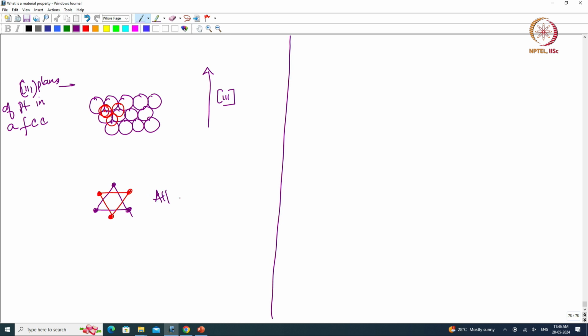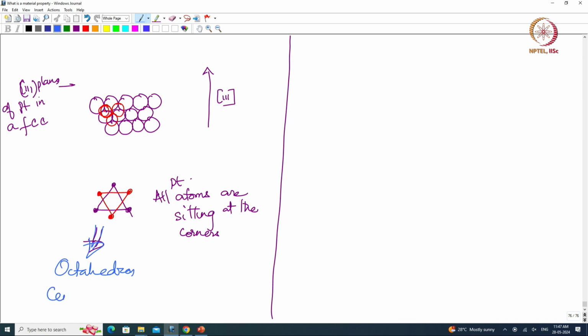All atoms are sitting at the corners. All platinum atoms are sitting at corners. Let us just give it a name. Okay. So, the center of this octahedron, the polyhedron I have here is an octahedron, 6 vertices, 3 on the top, 3 on the bottom, right. And the center of the octahedron is a void.